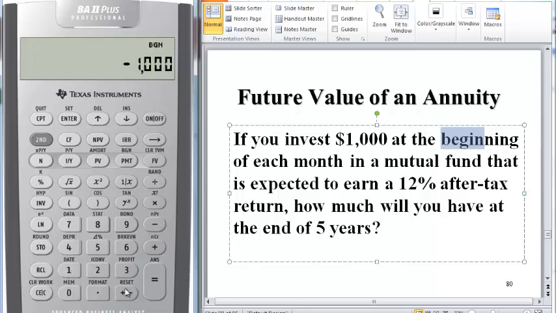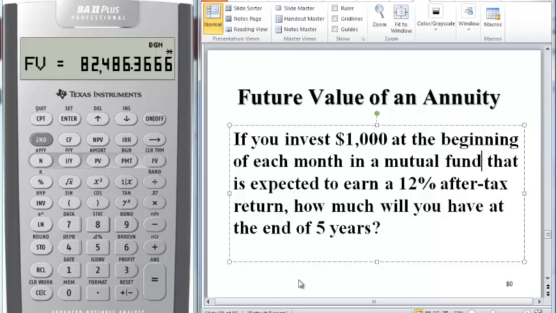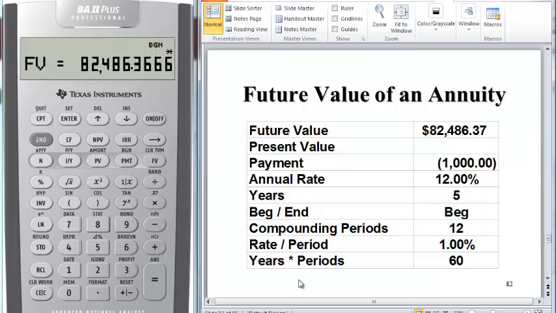$1,000 cash outflow invested. It's a payment. I'm going to earn 12%, but remember that is my annual rate. I need to make that monthly. So I'm going to take that 12% and divide it by 12 and drop that immediately into my I/Y. Next, this is done over 5 years. So how many compounding periods are there in 5 years? There are 60 of them. And I want to compute for future value. And what do I see?